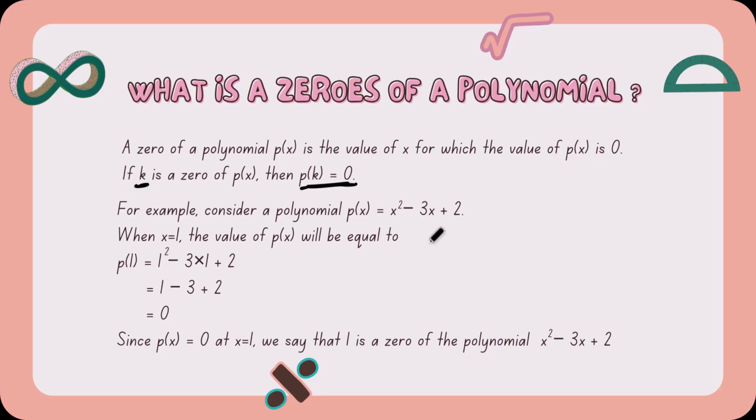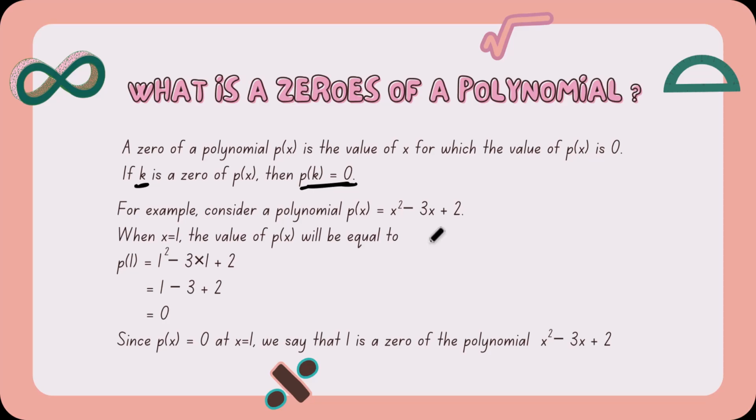For example, it's the same question, x square minus 3x plus 2. When I put 1, what happened? It becomes 1 square minus 3 plus 2, which will become 0. So p of x is equal to 0 at x is equal to 1, correct? So 1 is the 0 of the polynomial, okay? So what is your 0? Your 0 is 1. That is the logic here, okay?